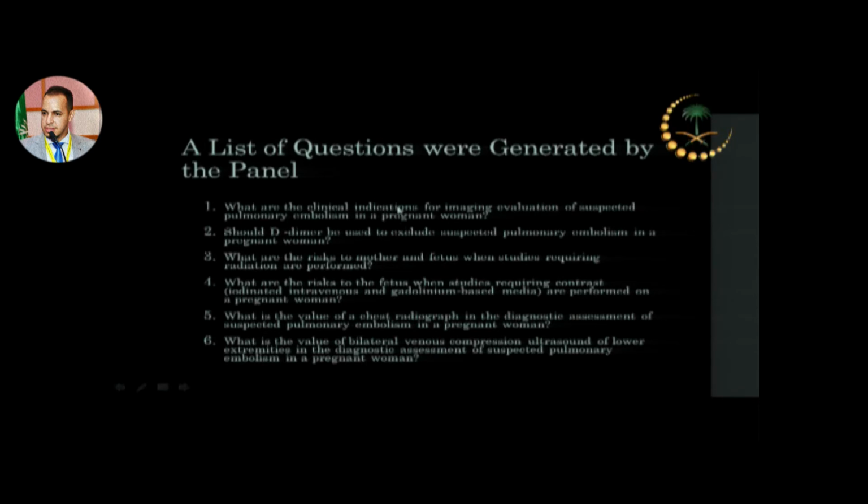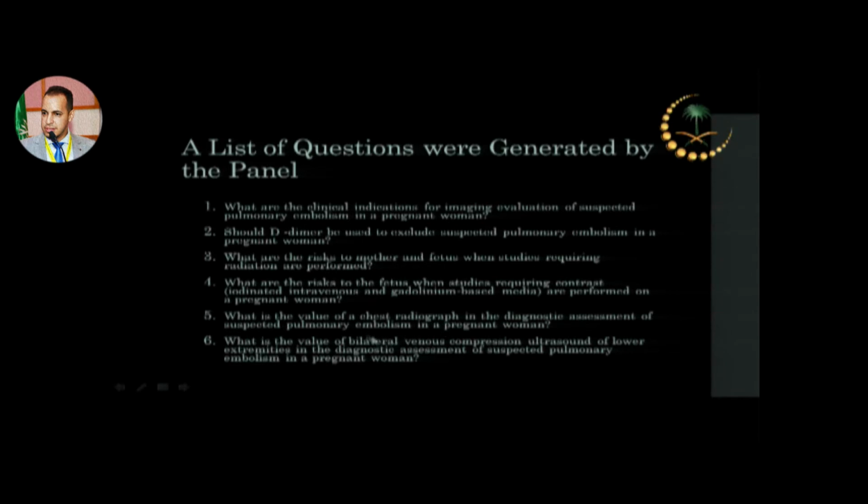These questions are: What are the clinical indications for imaging evaluation of patients suspected of having pulmonary embolism in pregnant women? Should D-dimer be used to exclude suspected pulmonary embolism in pregnant women? What are the risks to the mother and fetus when studies requiring radiation are performed? What are the risks to the fetus when studies requiring iodinated contrast or gadolinium-based contrast are performed in a pregnant woman? What is the value of a chest radiograph in the diagnostic assessment of suspected pulmonary embolism in a pregnant patient?